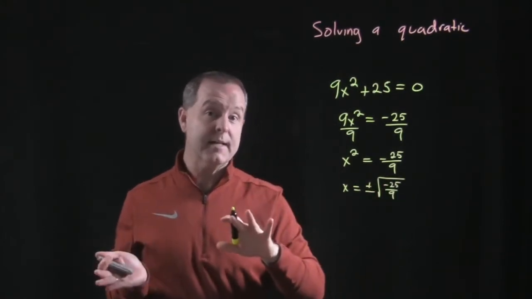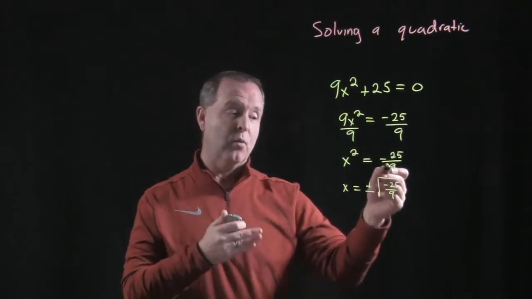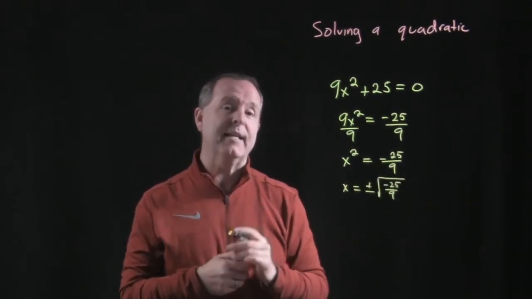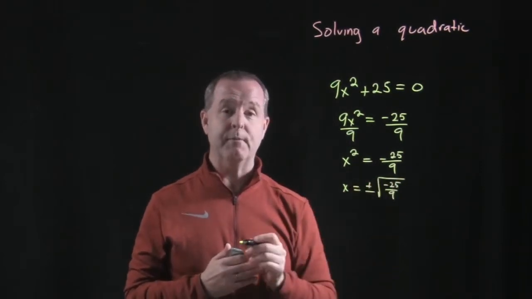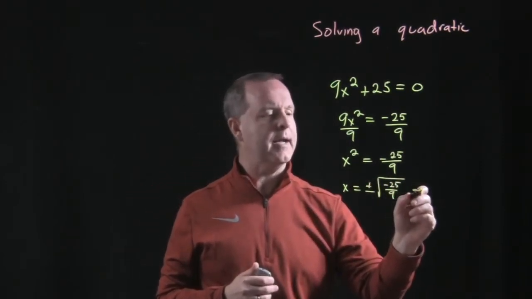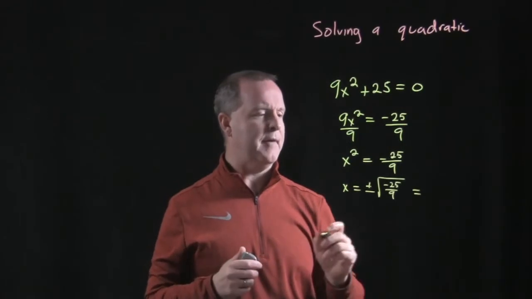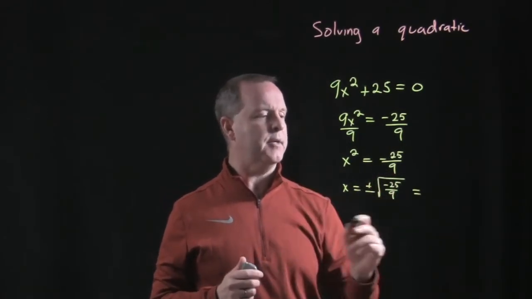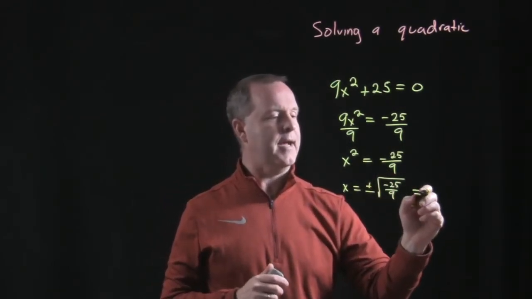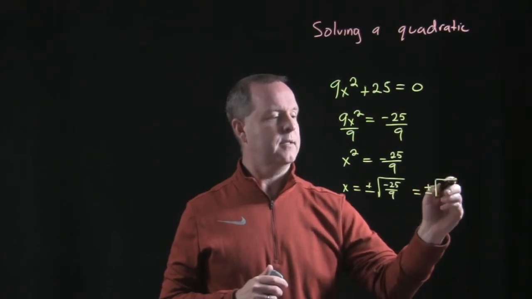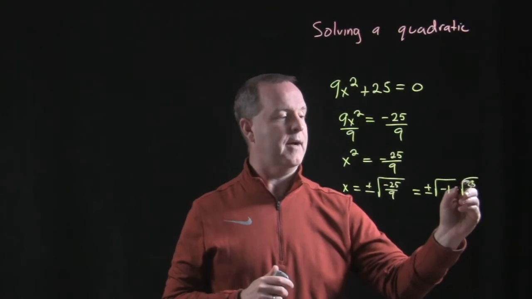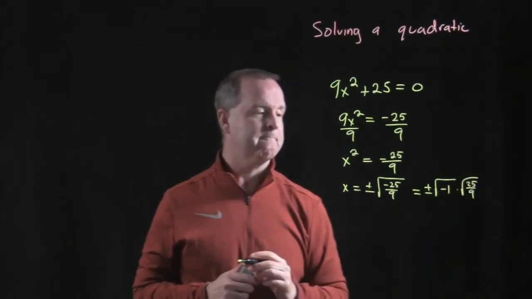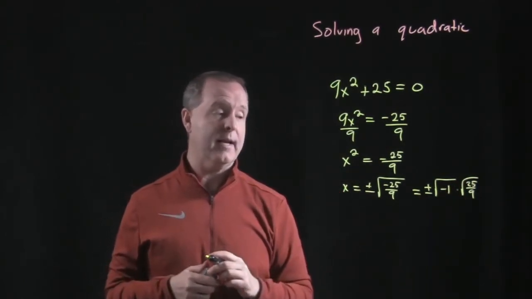However, fortunately now we know how to solve radicals that have negatives inside even indexes. So what we're going to do then is simplify that, and there are a couple of ways we can simplify it. I think the first way I'm going to do is rewrite this as plus or minus the square root of negative 1 times the square root of 25 over 9. And you know why I rewrote it as the square root of negative 1?